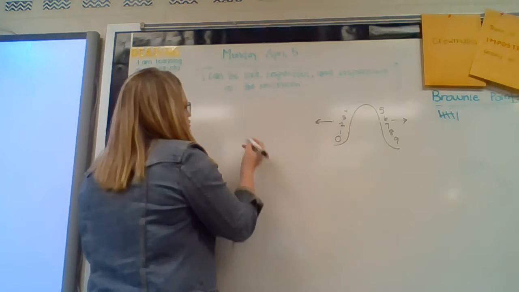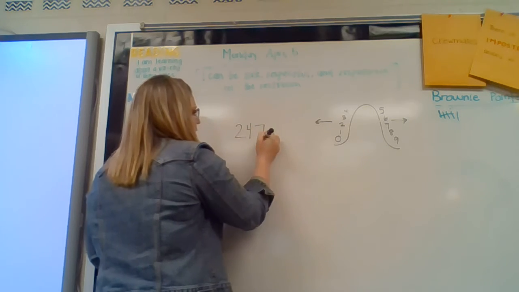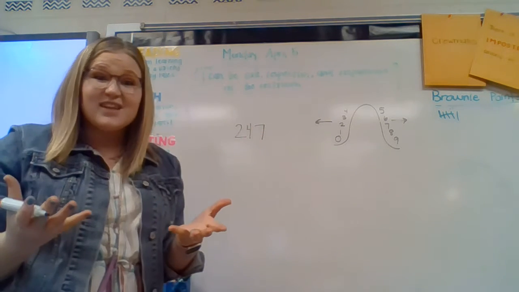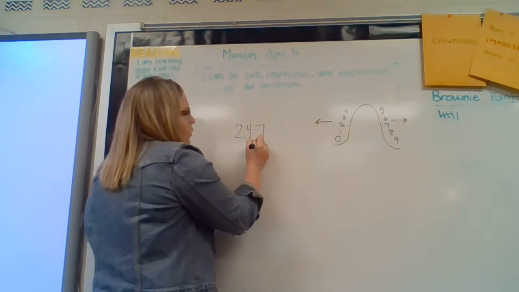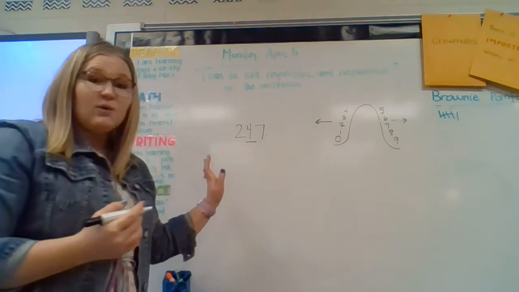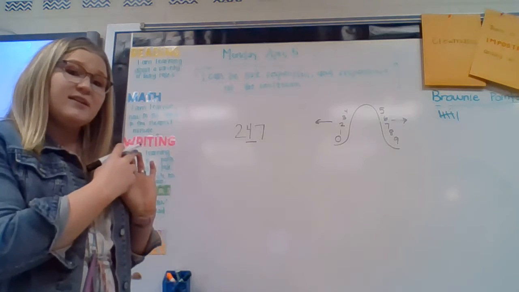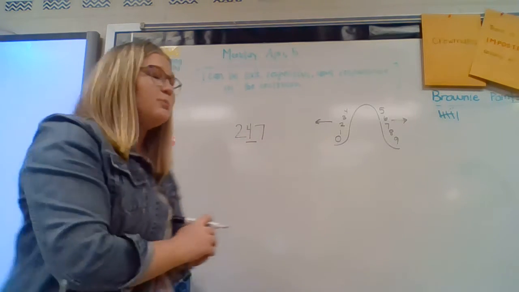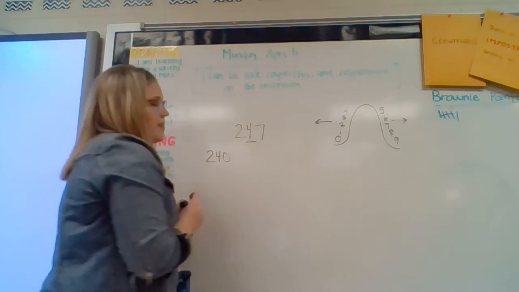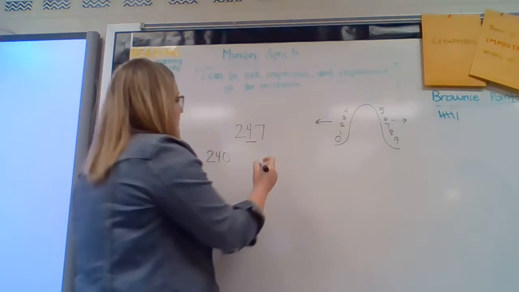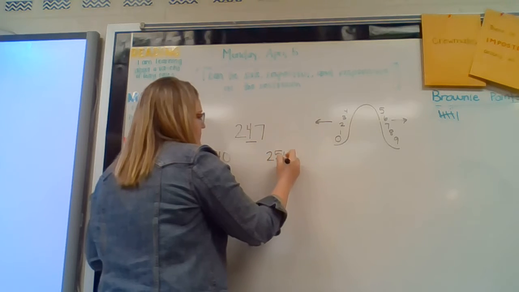Let's do 247. And I might say, hey, round this number to the nearest 10. So the number in the tens place is this 4. So we can figure out, okay, what's the 10 that's before it? What's the 10 that's after it? So before it would be 240, and the 10 that's after it would be 250.